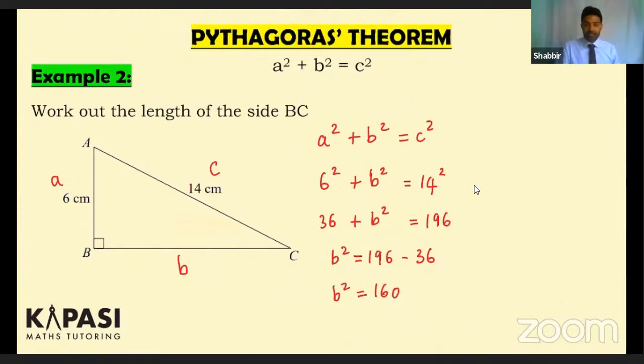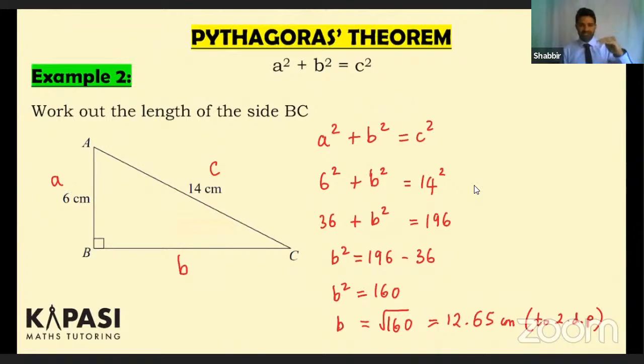And then finally, I square root it because I want to work out what B is. So that's the square root of 160, which is going to give me a decimal number. So I'm just going to write this to 2 decimal places, 12.65. And the units are centimeters. Okay, that's my level of accuracy. Make sure you've copied that down step by step.